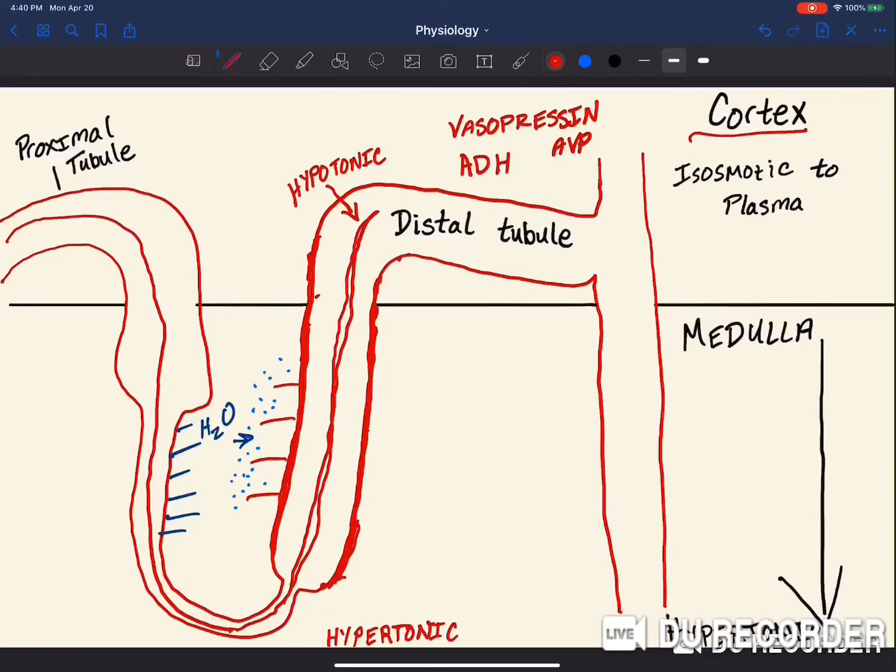So ADH acts on the distal tubule and our collecting duct. Okay, this is our collecting duct. Sorry, I didn't have it written in there before. Okay, so ADH specifically acts on our distal tubule and our collecting duct.